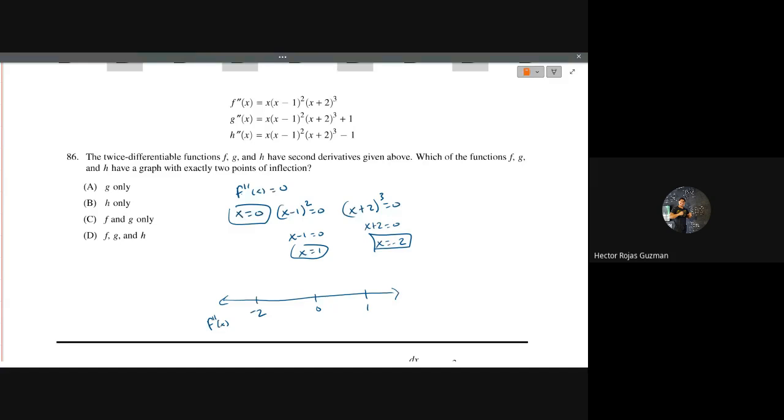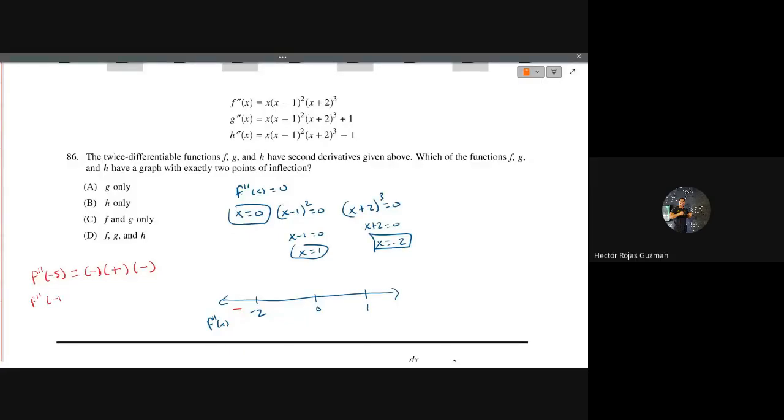Because, check this out. F double prime, let's say you pick a number less than negative 2. Let's say you pick negative 5. Looking at your factor form up here, if I plug in the negative 5, first I'm going to get a negative. Then I'm going to get a positive, because negative 5 minus 1 is negative 6, but if you square it, it's a positive. Negative 5 plus 2 is a negative, to the power of 3 is negative. So here we have a negative.